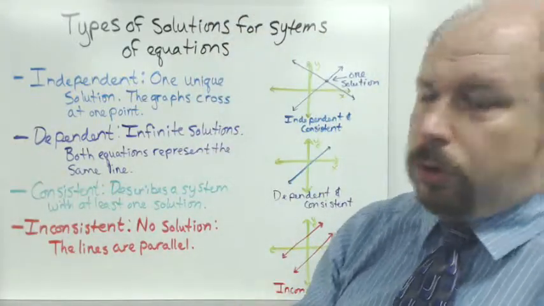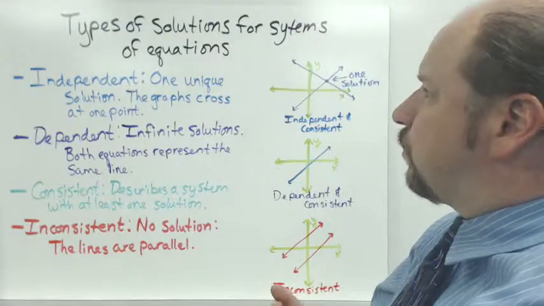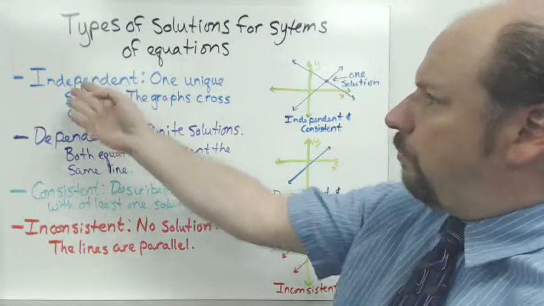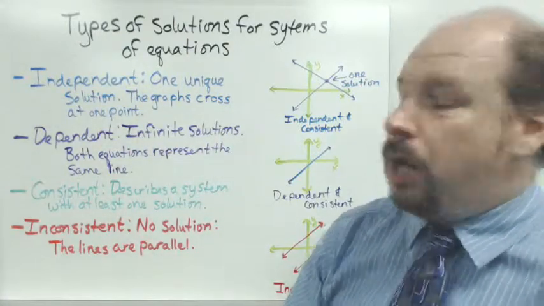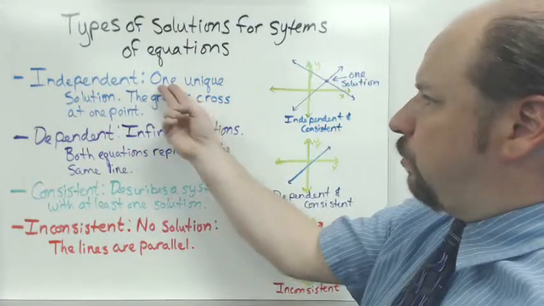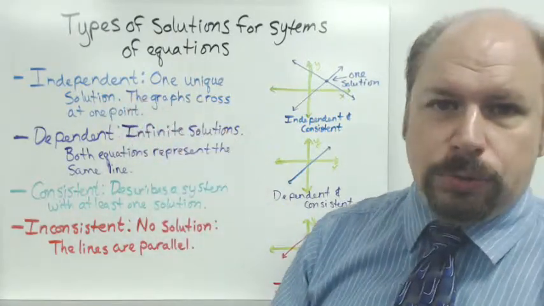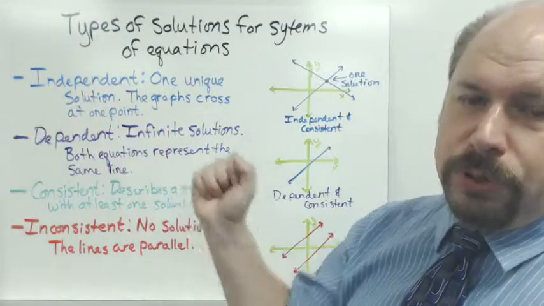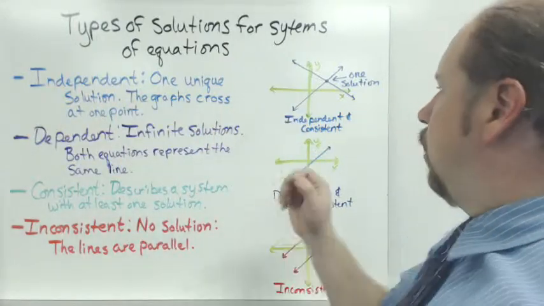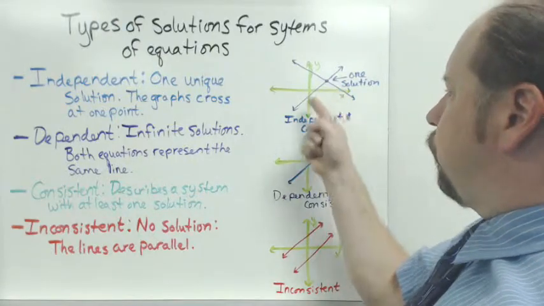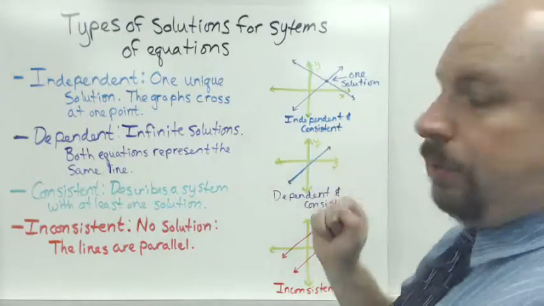Okay, just one more little piece of information to talk about here. Types of solutions for systems of equations. The first type of solution is an independent solution. An independent solution means we have one unique solution, so the graphs cross at exactly one point. And in our previous example, you saw that situation where our graph crossed at that one point. So I have a picture here showing you two graphs that cross at one point. This is an independent system.